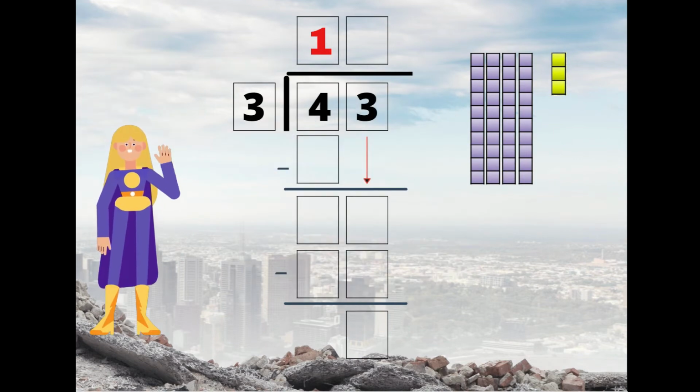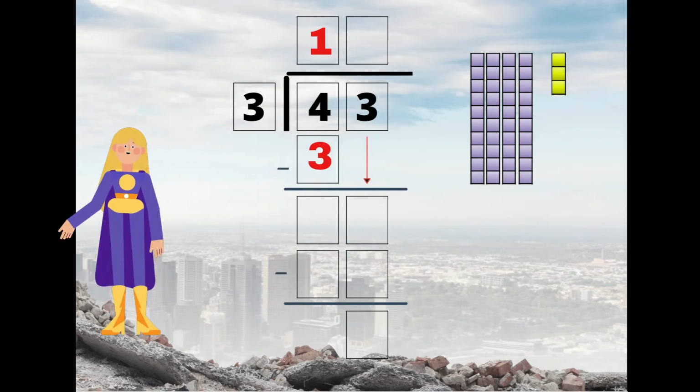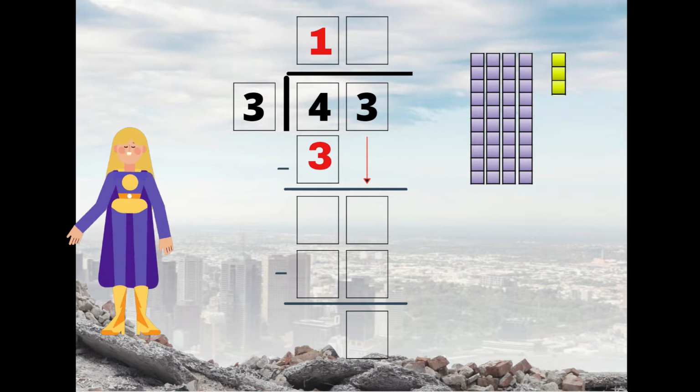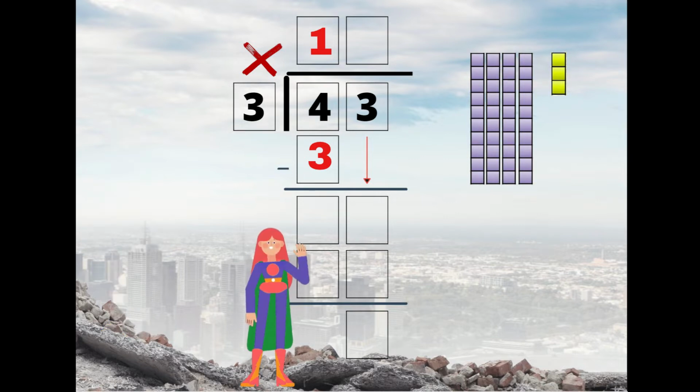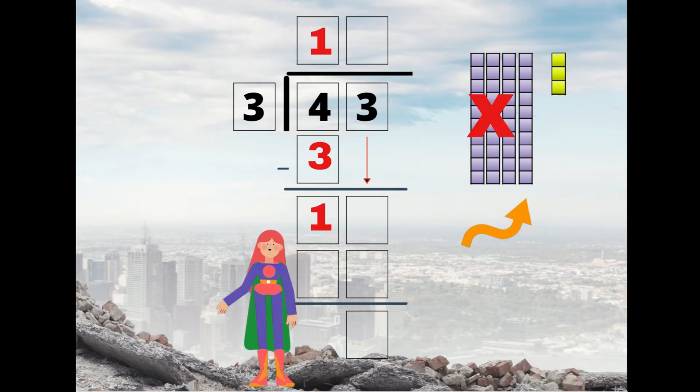Now it is my turn to multiply Dad's answer by the divisor and put it under the dividend. 1 times 3 is 3. Or one group of 3 is 3. My job is to subtract to see what is left. There is 110 left.